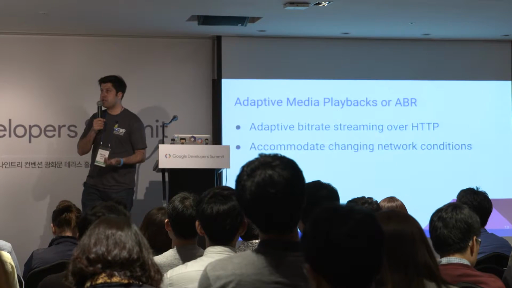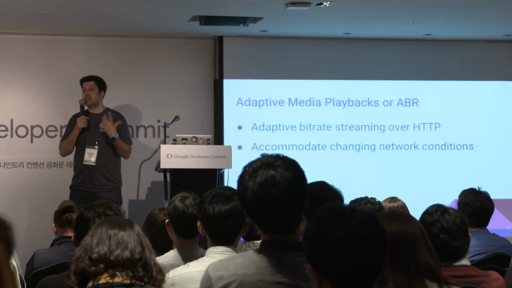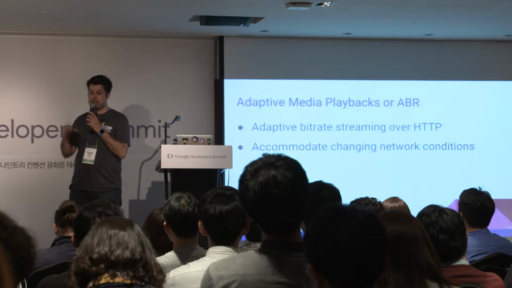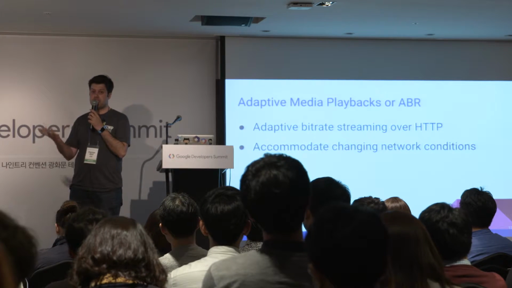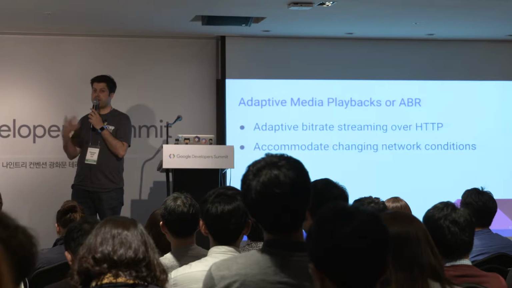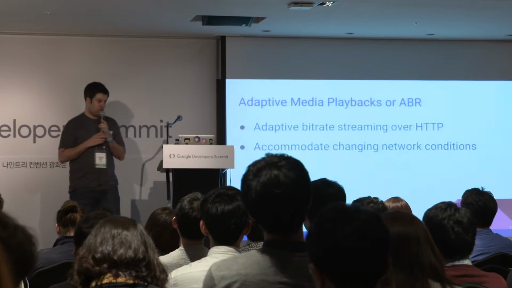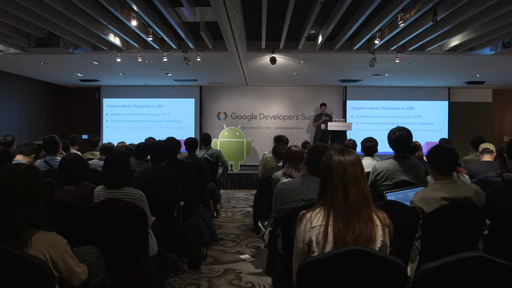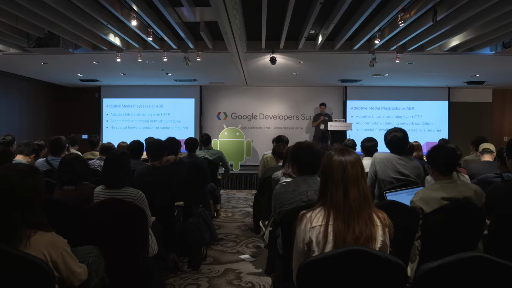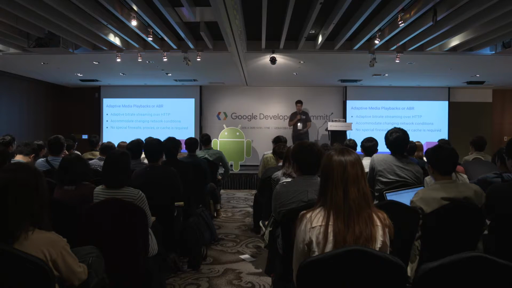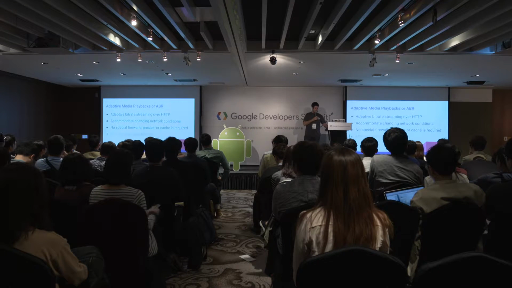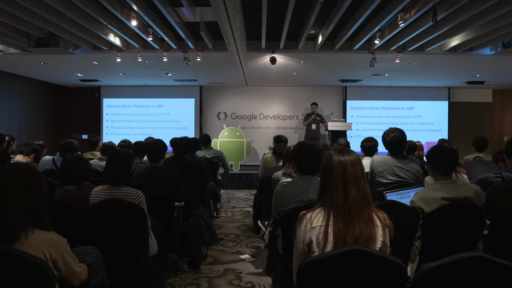For example, in the morning, when I leave home for work, in the subway maybe the network quality is not good. And then when I come out, it's 4G. Then when I reach the office, it's Wi-Fi. So it can accommodate all the network changes. And no special firewalls, proxies, or cache is required, because it's all HTTP. It's so simple, efficient, and cost effective.